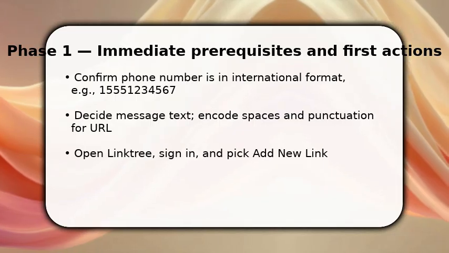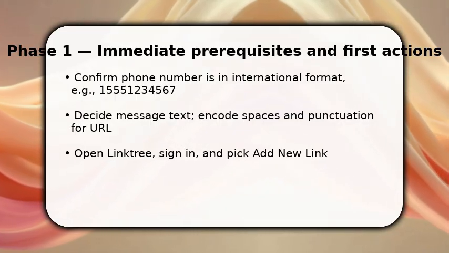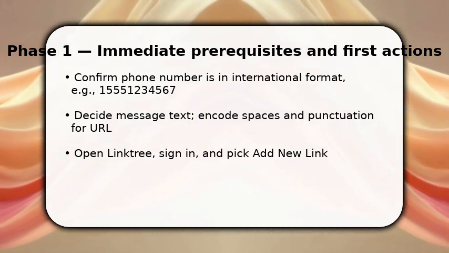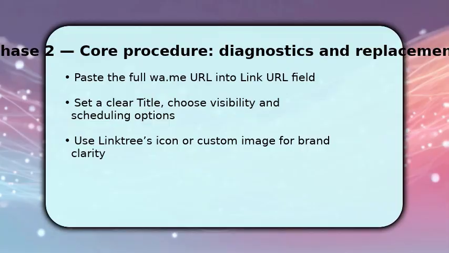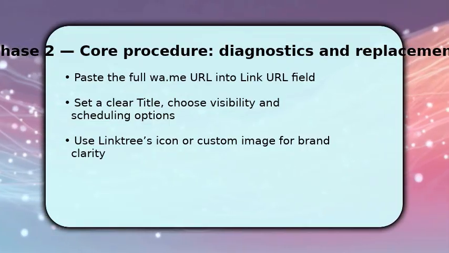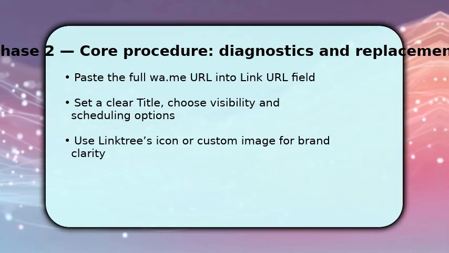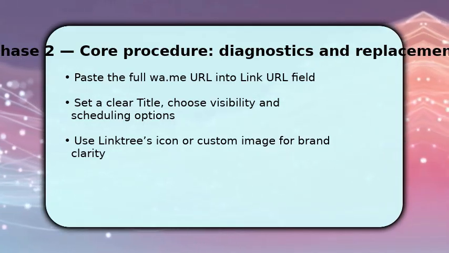Once done, log into Linktree, click Add New Link, and prepare to paste the URL. Make sure the link title is clear so visitors. Now you add and configure the link inside Linktree. Paste the complete wa.me URL into the link URL field, then write a short, action-focused title like Message on WhatsApp.